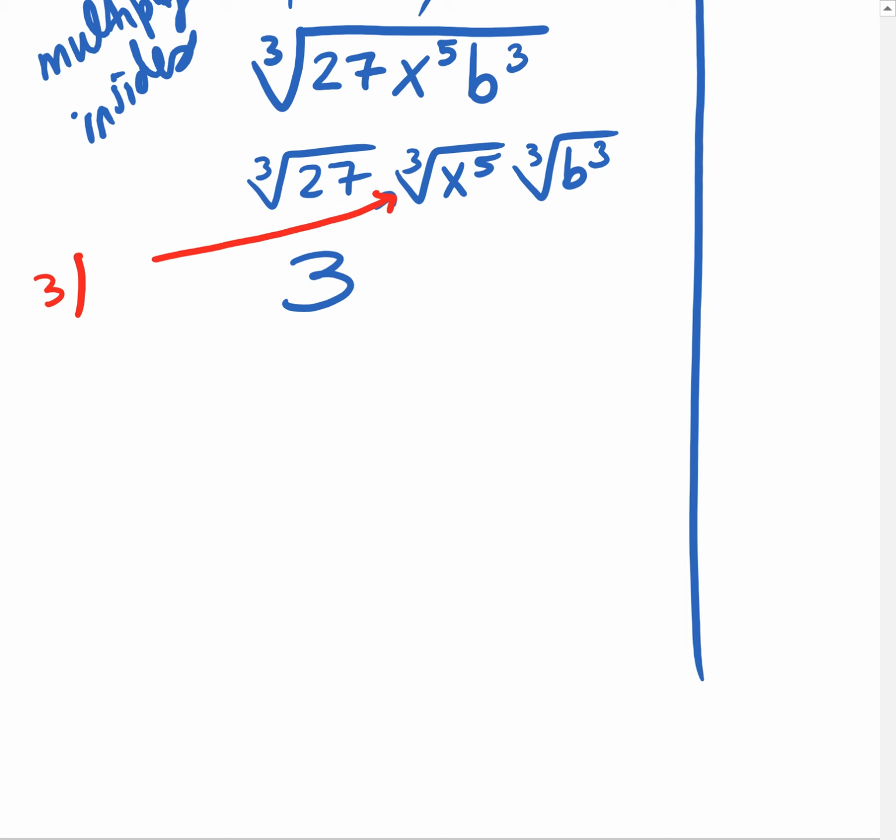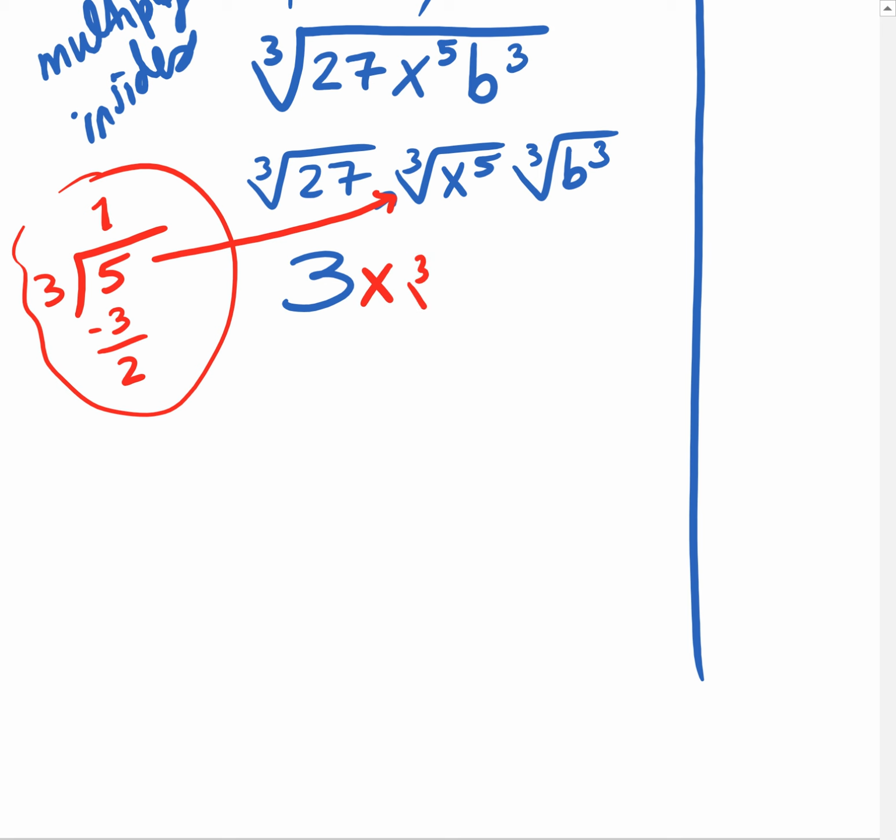Index 3 into the power of 5. How many times can 3 go into 5? Only once, with 2 remaining. That means 1 x gets to escape, but 2 x's have to remain inside. And then the b's, you could do the same division, or you could just say a cube root and a cube cancel, so it's just b. Or you could actually divide the index into the power. 3 goes into 3 once, evenly, so there's 1 b with no remainder.